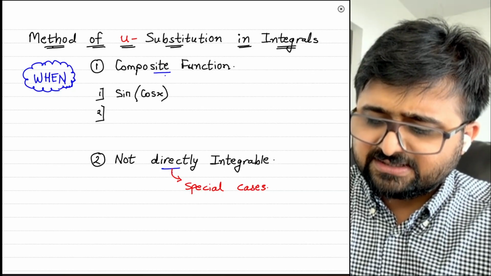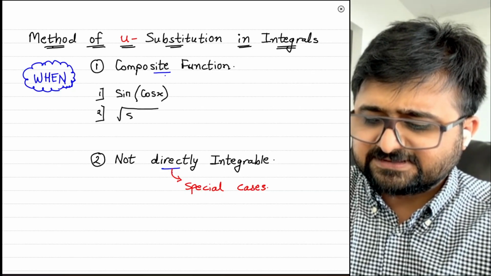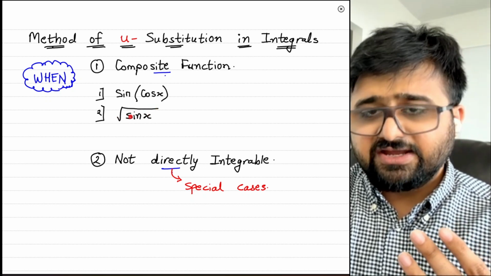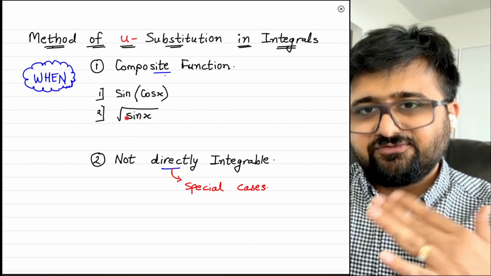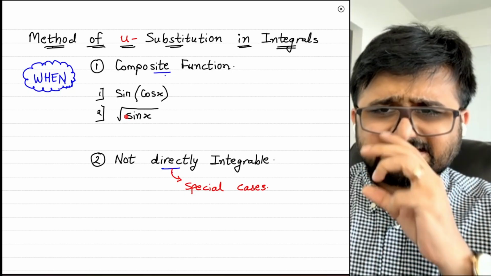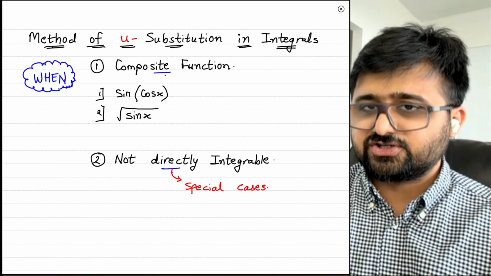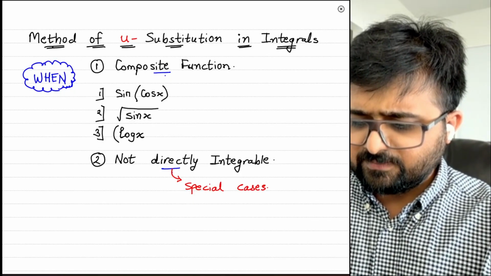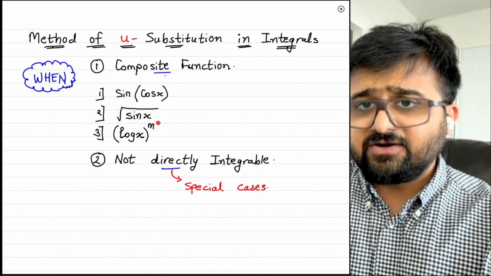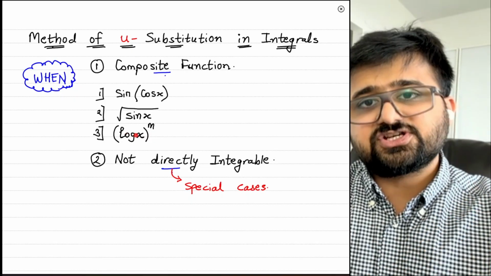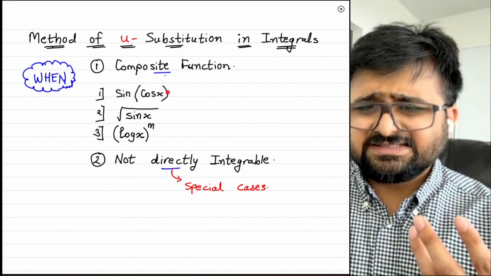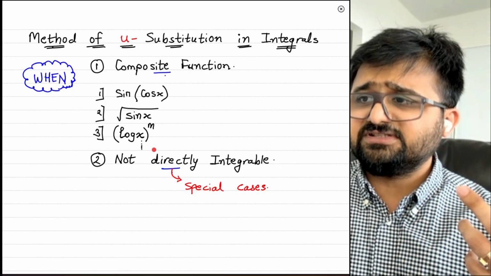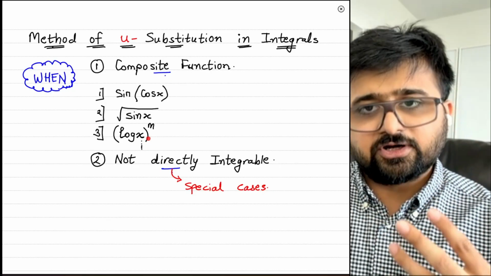Example number two is, let's say, when you have the square root of sine x. I have a square root which is a function, and sine x is another function. So this is a function within a function. That's a typical example of a composite function. Another example could be log x to the power m. So to the power m is a function and log x is a function within that function. These are all examples of composite functions, and I can give you infinite more examples, but I think you get the idea of what composite functions are.